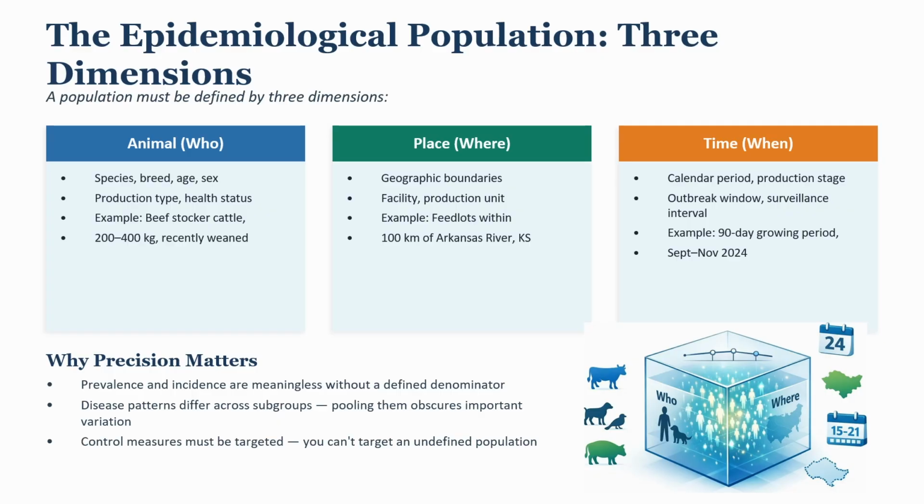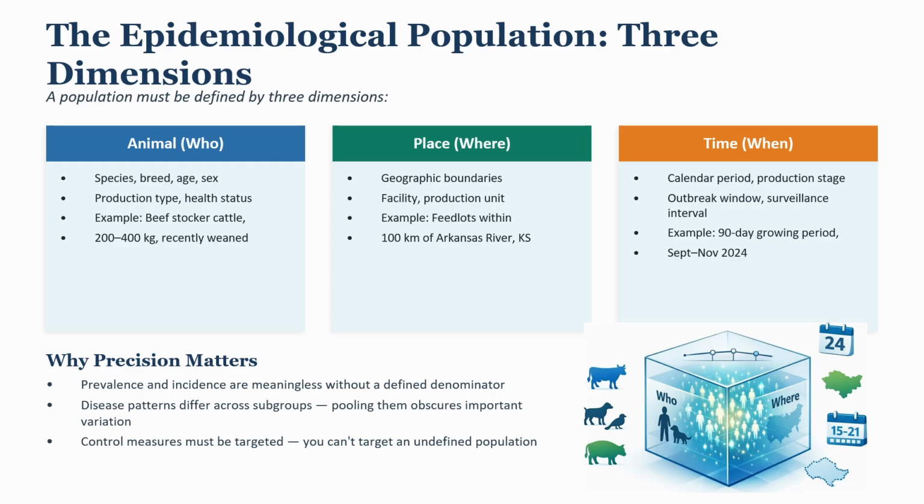The epidemiological concept of a population is more precise than the everyday use of the word. In epidemiology, a population must be defined along 3 dimensions: animal, place, and time. Without all 3, you don't have a well-defined population. And without a well-defined population, your prevalence and incidence estimates don't have a denominator, which means they're not rates at all, just counts. Animal, who is included?